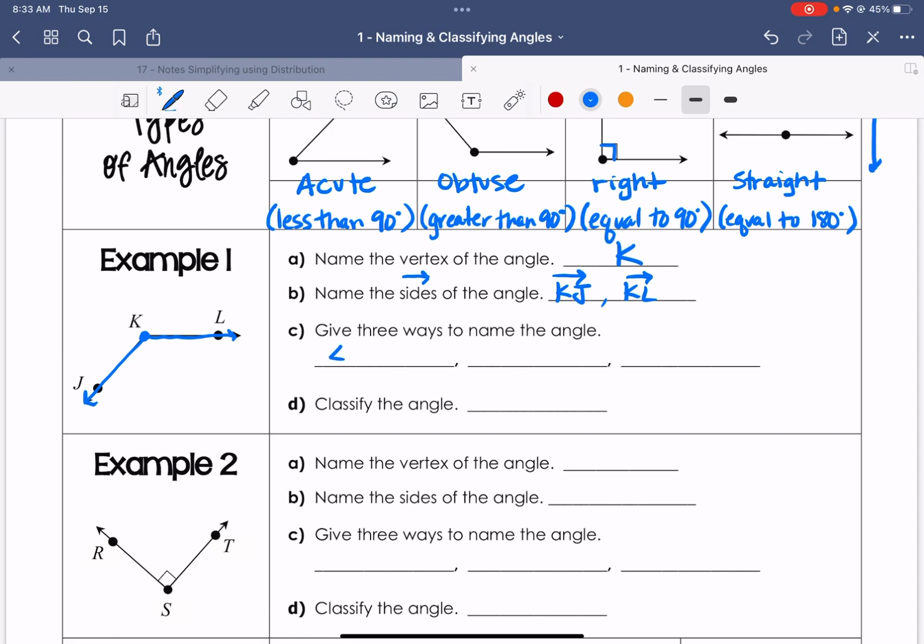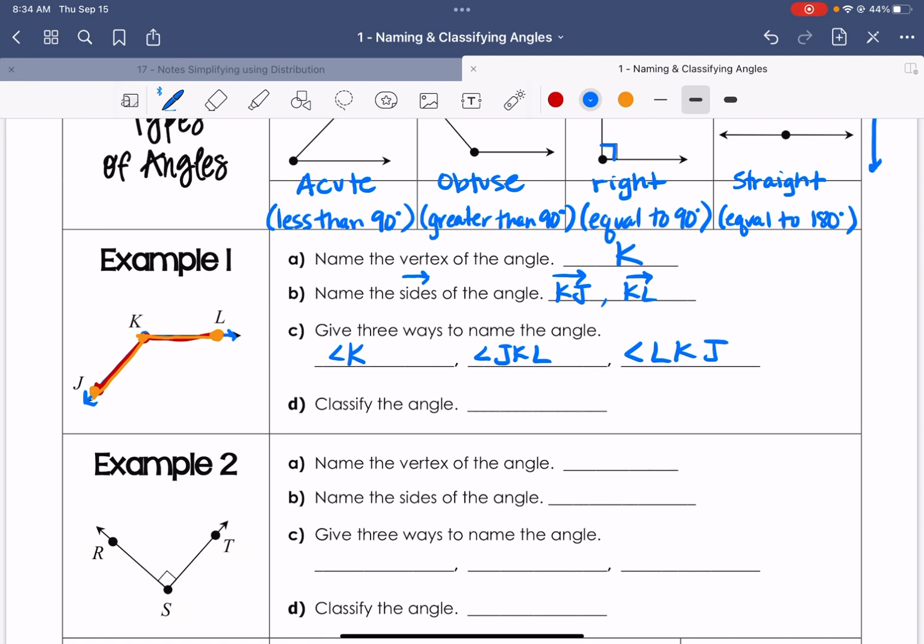Hopefully you said angle K. That's the easiest one. Remember, we can do that because there's only a single angle here. And then you could name it JKL. Okay, angle JKL. Or you could name it LKJ and name it in a different order. Angle LKJ, as long as K is in the middle.